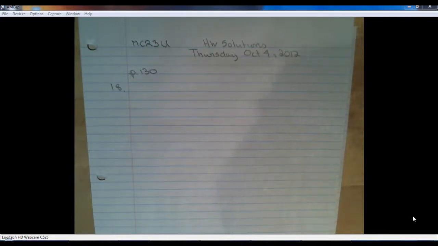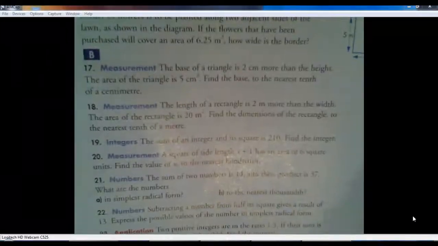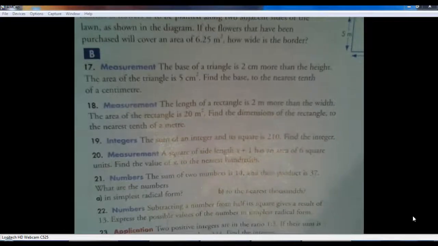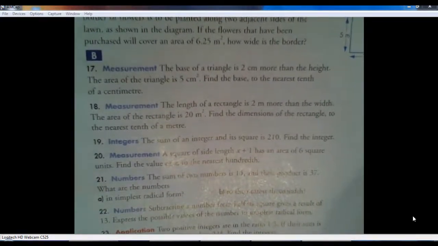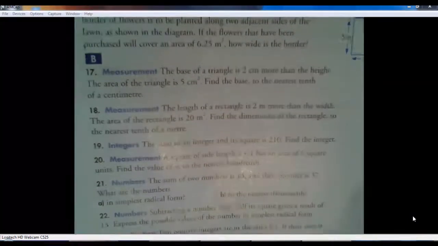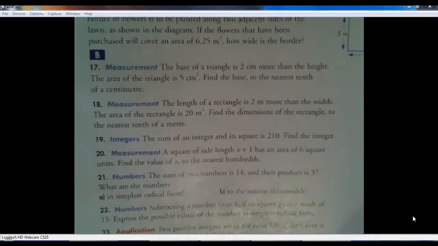We were doing word problems using quadratics. This is from your textbook, page 130, number 18. So grab your textbooks, page 130, number 18. It's a measurement question. The length of a rectangle is 2 meters more than the width. The area of the rectangle is given as 20 meters squared. They want the dimensions of the rectangle, so the length and the width, to the nearest tenth of a meter.